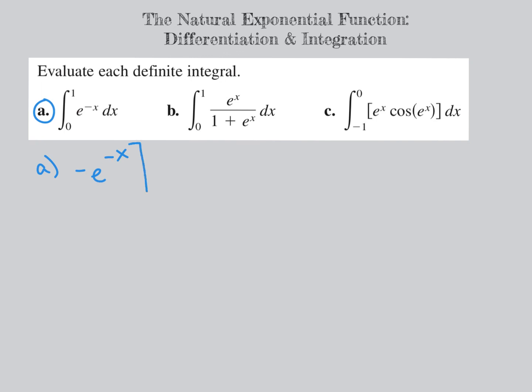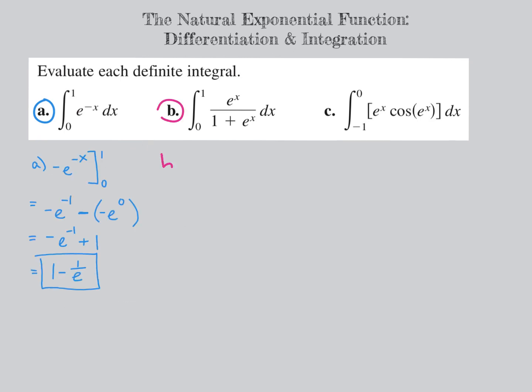And so when we are evaluating this from 0 to 1, we're first going to be plugging in 1. So we'll have -e to the -1. Then we're subtracting and going to plug in 0. So we'll have -e, and the -0 is not a thing, so just e to the 0. So this is really negative e to the -1 plus e to the 0, which is just 1. Writing this in a nicer way, we'll have 1 minus 1 over e.